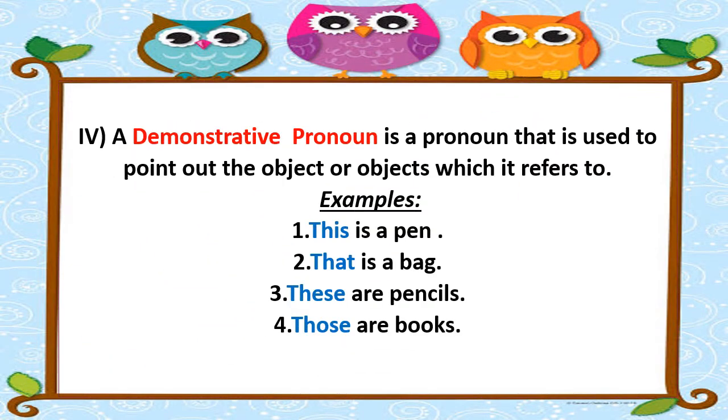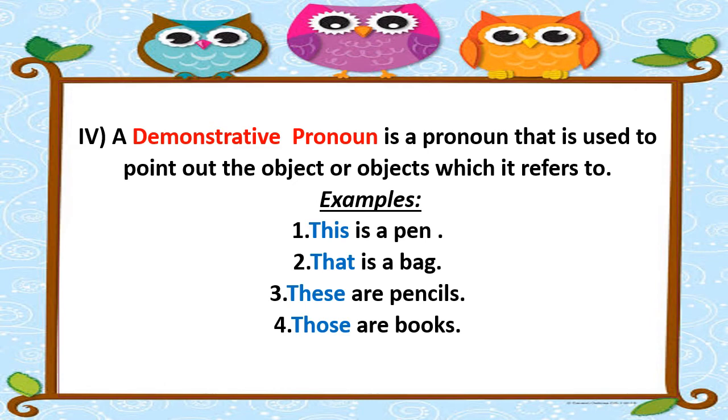Demonstrative pronouns. A demonstrative pronoun is a pronoun that is used to point out the object or objects which it refers to. Examples: This is a pen, that is a bag, these are pencils, those are books. Here the words this, that, these and those are pronouns. Since they point out to object or objects that they refer to, they are called demonstrative pronouns.